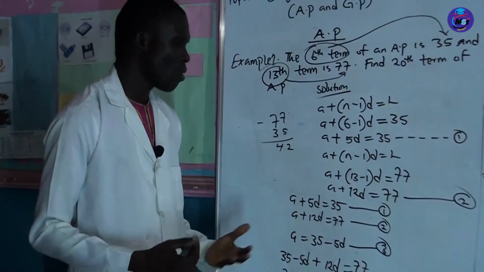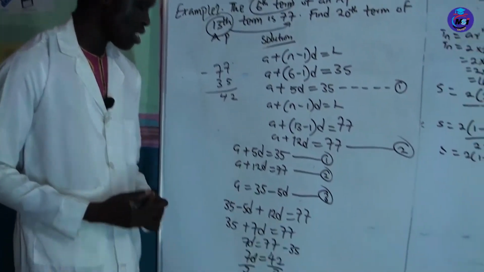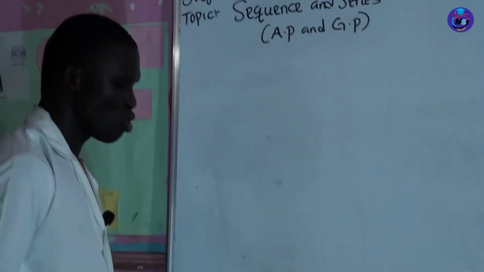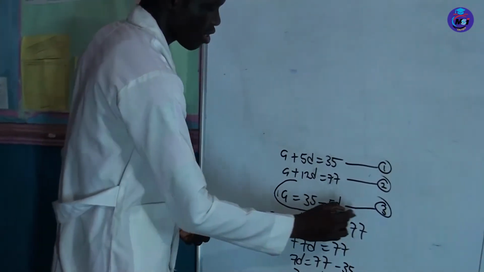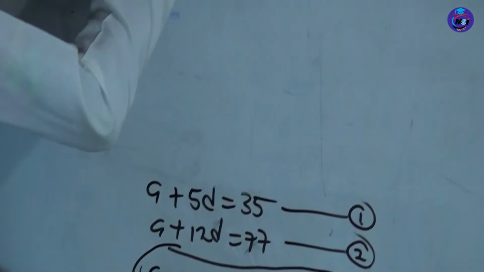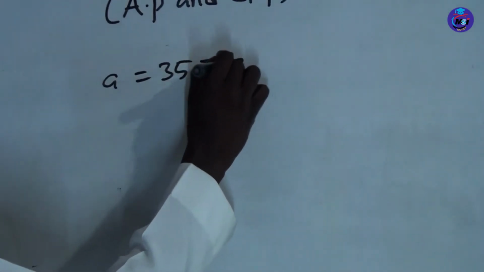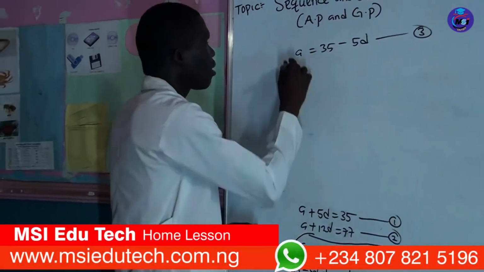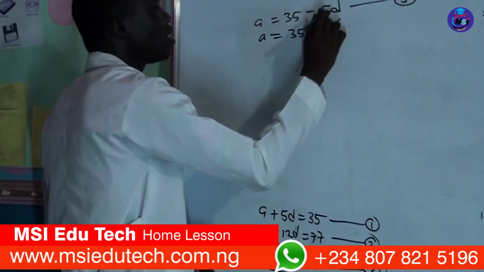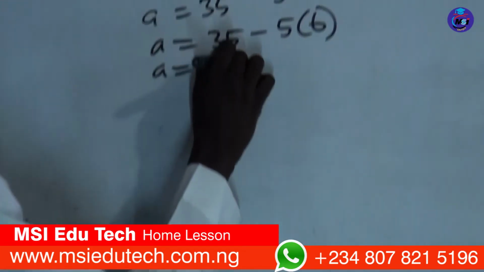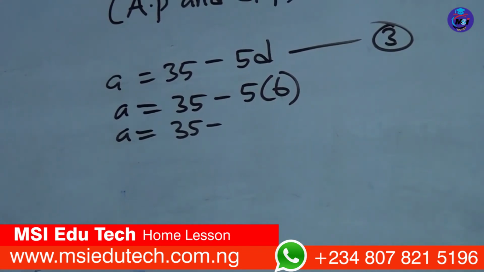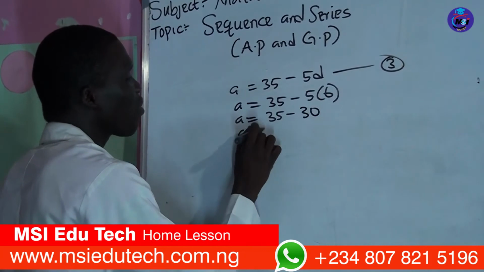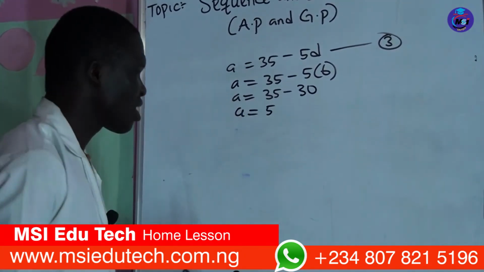Now that is not the final answer. We are looking for A, D, and the 20th term. So what are we going to do? We have to go back to equation 3. Remember, equation 3 is A equals 35 minus 5D. So we can now substitute again. Anywhere you see D, you replace it with 6. A equals 35 minus 5 times 6. 5 times 6 is going to give us what? 30. So A will give us 35 minus 30, which is 5. So D is 6 and A is 5.